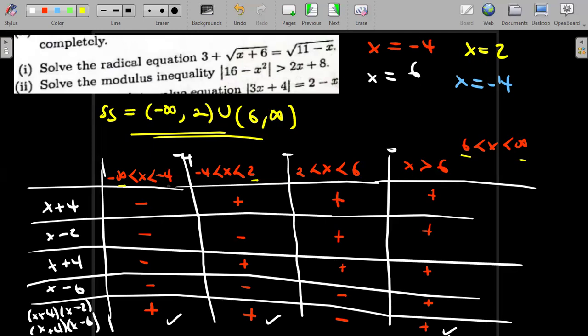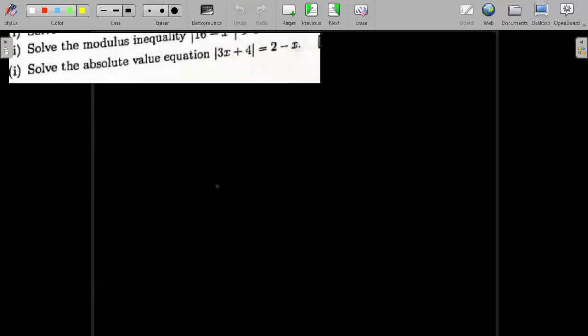All right, we can move on then. So we have this question. It says, solve this absolute value equation.